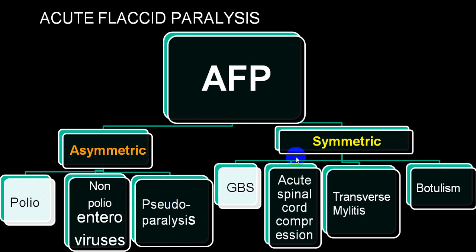While in the symmetrical variety, GBS is mainly bilateral symmetrical, rapidly progressive, ascending. Anterior spinal cord compression will again be bilateral symmetrical. Transverse myelitis will be complete transection of the spinal cord, so it will be bilateral symmetrical. And botulism is also one of the varieties which will be bilateral symmetrical, acute and flaccid. So keeping all this in mind, sometimes we see this particular group of disorders. It will also help you identify the etiology if you come across a flaccid paralysis involving the spinal cord.